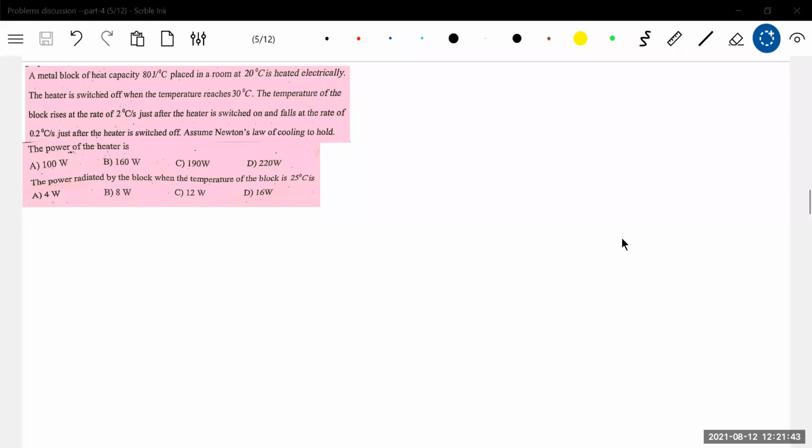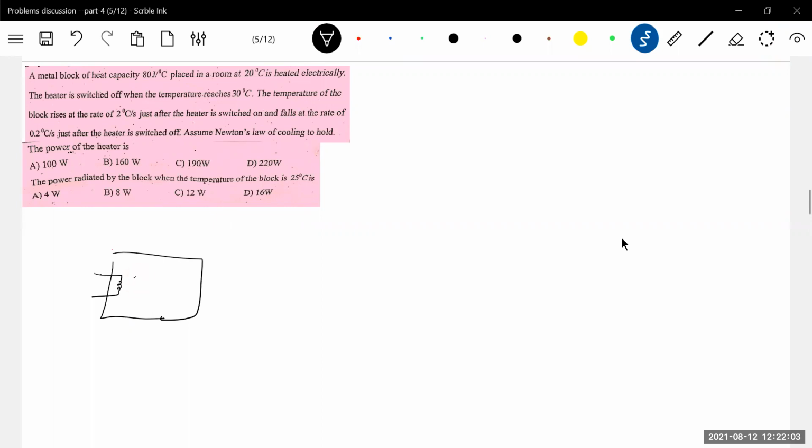A metal block of heat capacity 80 joules per degree Celsius is placed in a room and heated electrically. Okay, let's get into this one. The temperature of the room is 20 degrees Celsius, and initially the block will also be at 20 degrees Celsius. There's a metal block and a heater coil.